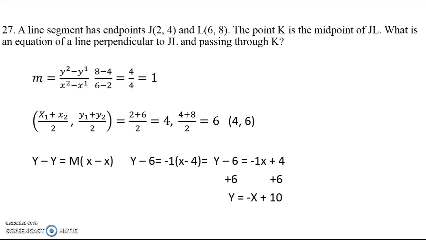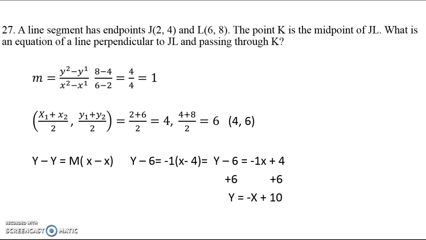So in my m equals y2 minus y1 divided by x2 minus x1, I was trying to find my slope. With the coordinates given, we have two y's and two x's. So I plugged in 8 minus 4, divided by 6 minus 2. So 4 over 4, which is equivalent to 1.